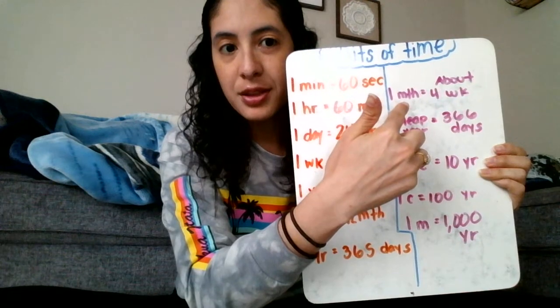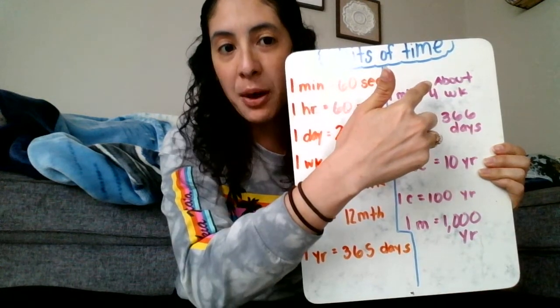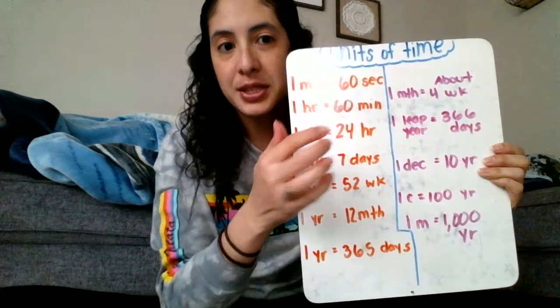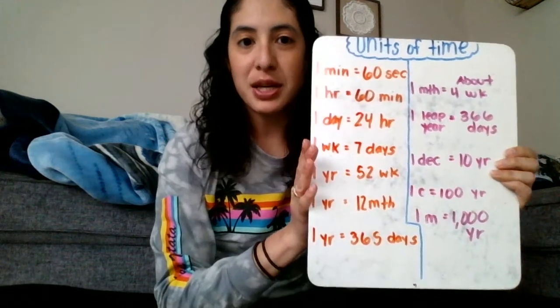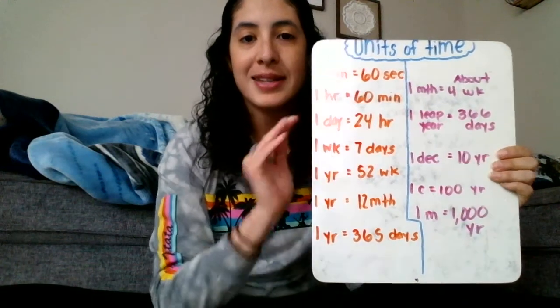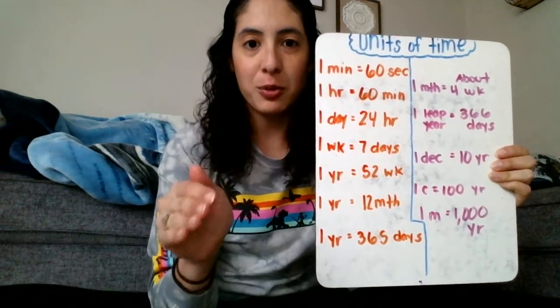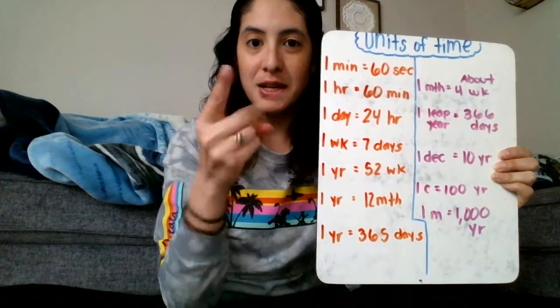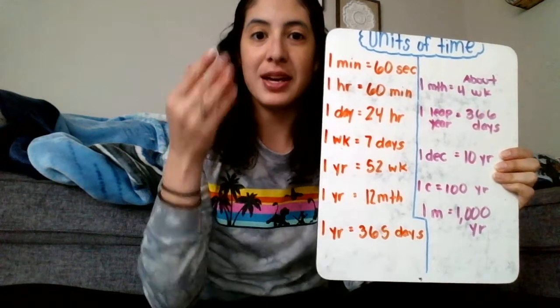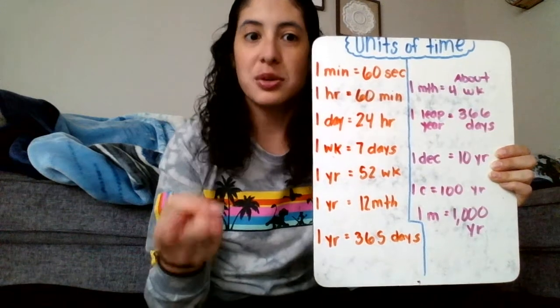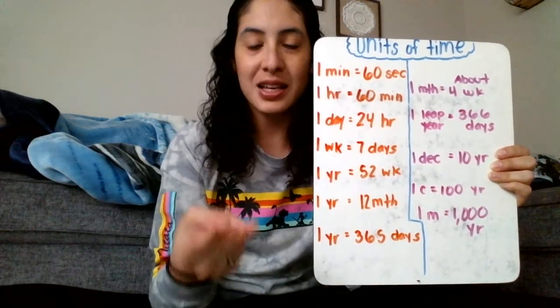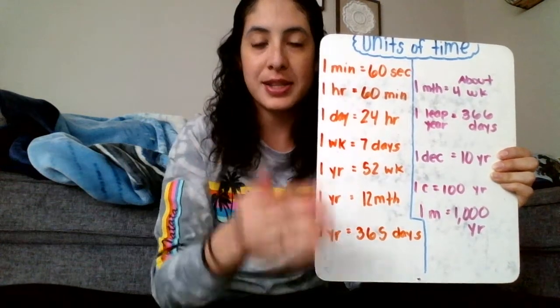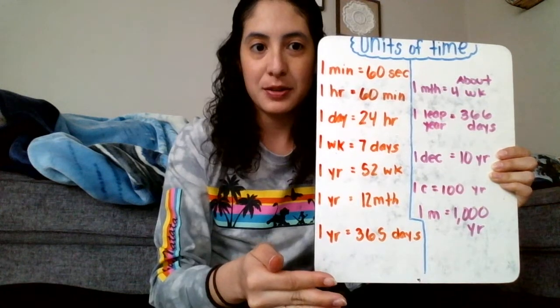1 month is about 4 weeks. And the reason it says about is because not every month has exactly 4 weeks. A week is Monday, Tuesday, Wednesday, Thursday, Friday, Saturday, Sunday. Okay, so not every month has exactly 4 7-day weeks. So that's why it says about.